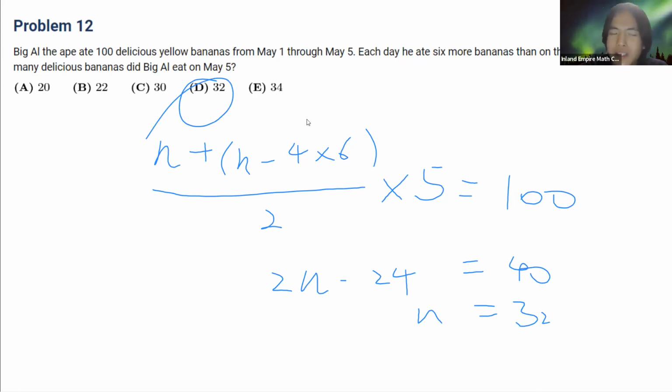Congratulations. Are there any questions about this problem? Any confusions about how I solved it? Does it make sense to everyone? Arithmetic sequences pop up a lot in the exam, so it's important that you understand this. Okay, I'm assuming that all of you have no questions. All right.